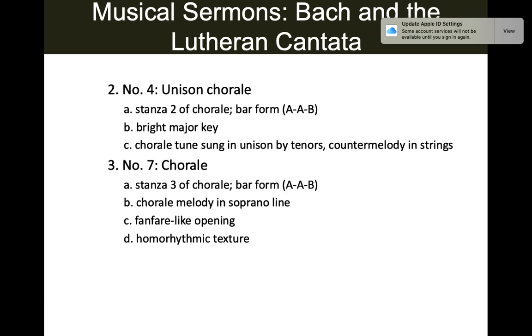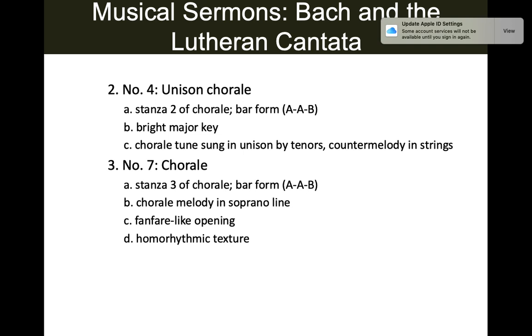So the chorale, which is the one we're going to listen to because it's the most famous, is a unison chorale, bar form AAB, with a bright major key. The chorale tune is sung in unison by tenors with a counter melody in the strings, and the counter melody in the strings is what everyone knows. Number 7, chorale, is stanza 3 of the chorale with bar form AAB. The chorale melody is in the soprano line, with a fanfare-like opening and homorhythmic textures. Remember, homorhythmic texture is when everything lines up.